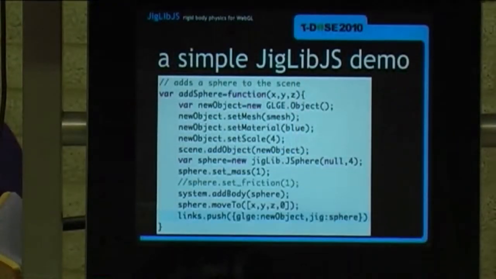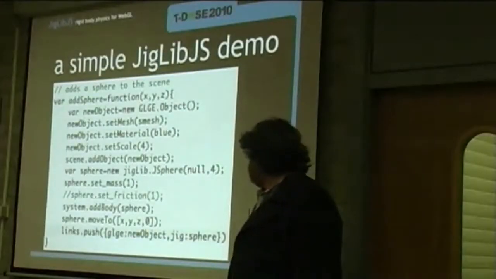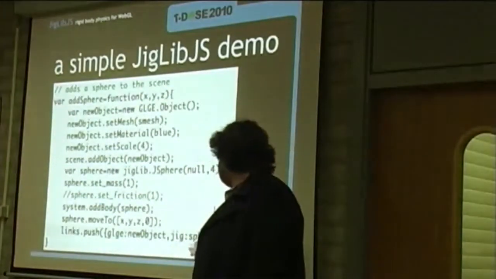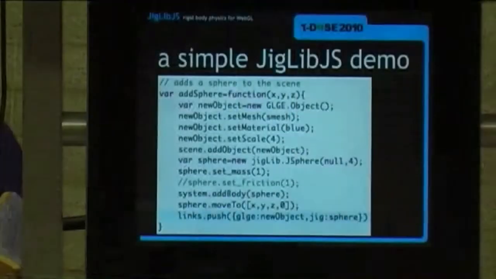And then the second part of the process is creating a corresponding JigLib body, which will control the physics for the mesh objects above. So it's just JigLibJS. And you can set a few parameters here like mass, friction, and position it within the scene. And then I'm just pushing into the links array that I talked about earlier. So just an associative object: the GLGE is the new object and the JigLib object is the sphere. And then later on we'll bind together the properties of those two objects.